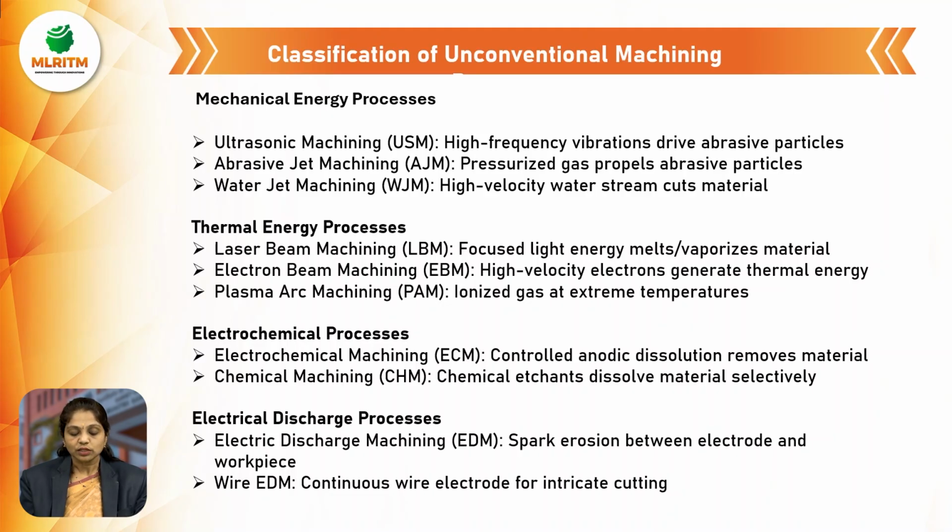Next, the fourth energy source is the electrical discharge process. Here the metal is removed by the use of spark erosion between the electrode and the workpiece. We need to connect the electrode, which acts as the tool here, and the workpiece. The electrode is connected to the negative terminal and the workpiece to the positive terminal. So there is a spark generation, which melts and removes the work material from that particular localized area.